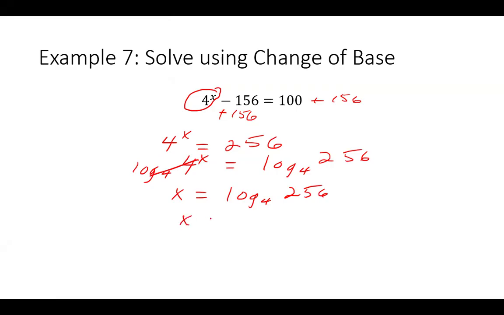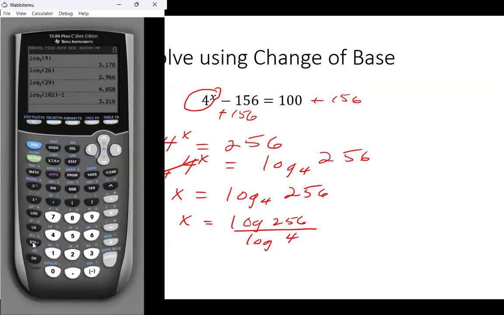We're going to pretend that I don't have a calculator. Oh no, what do I do? We need to remember, it's the log of the argument divided by the log of the base. So log of 256 divided by the log of the base, which is 4. In my calculator, I don't have to press anything but log. So I'm going to type in log of 256 divided by log of 4. And it says the answer is 4.